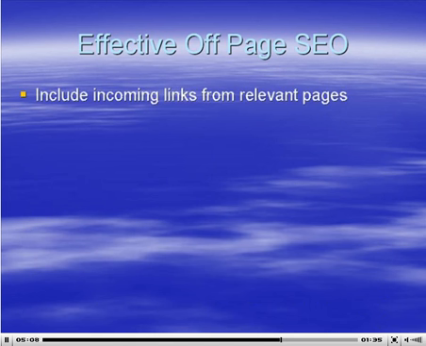Now let's talk about off-page SEO. Off-page SEO means get incoming links from relevant pages. So this means exchange links with people who have sites in the same niche as you. So if you're in weight loss, you want sites that are related to weight loss to exchange links with you. You don't want to have links from sites that are, say, a financial site or a game site or something like that, unless it is related to weight loss. Irrelevant links basically will cause you to be penalised by the search engines.